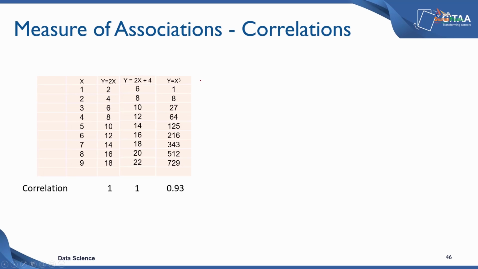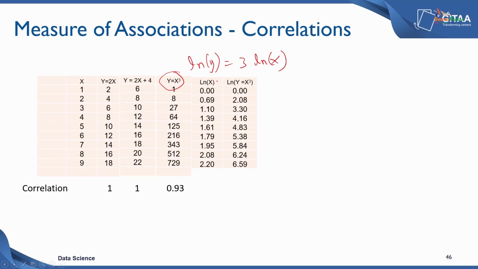A further experiment is what happens if I take this y is equal to x cube and, instead of getting the relationship between y and x cube, take the logarithm on both sides and plot that. So I get ln x and then ln of y, which is nothing but 3 times ln x.